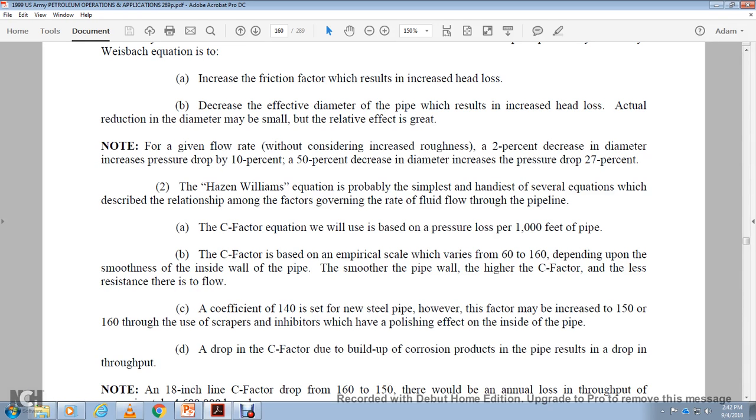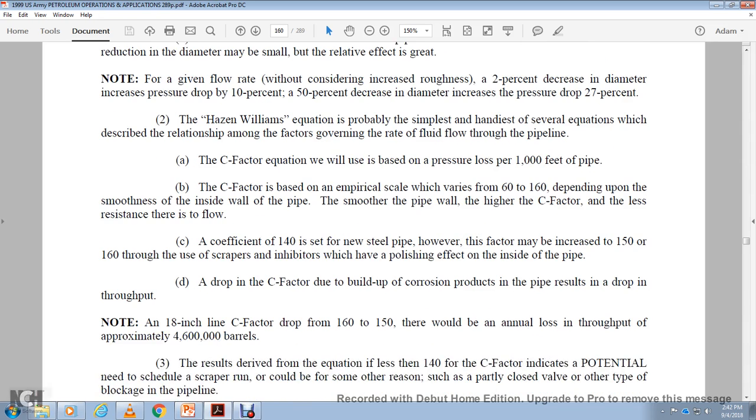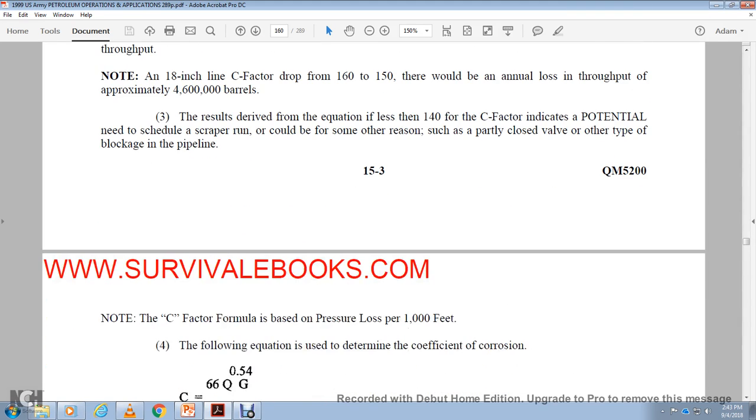A drop of the C factor due to the buildup of corrosion product in the pipe results in a drop in throughput. In an 18-inch line, if the C factor drops from 160 to 150, there would be an annual loss of throughput of approximately 4,600,000 barrels. A derived C factor of less than 140 indicates a potential need to schedule a pig run, though it could be for other reasons, such as a partially closed valve or other types of restrictions in the pipeline.